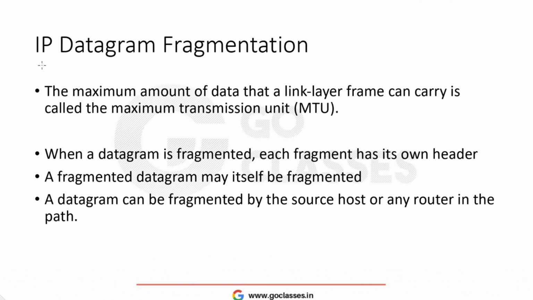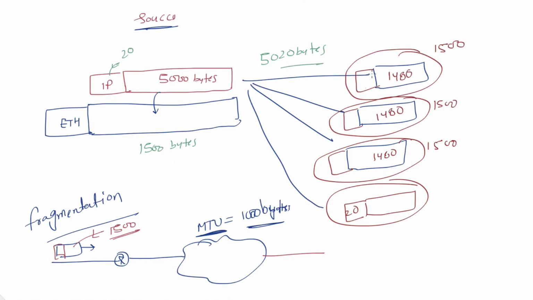Now let's summarize everything we have studied till now. In fragmentation, the amount of data that a data link layer protocol or data link layer frame can carry is called the MTU. When a datagram is fragmented, each fragment has its own header, as I told you earlier. So each fragment will have its own header.